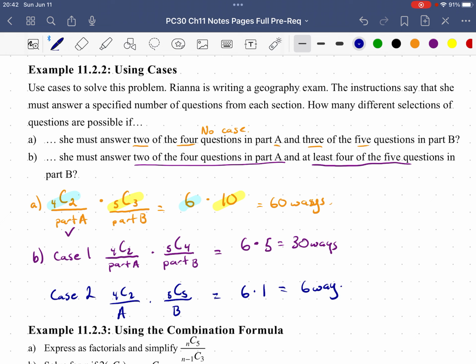Now, because she can do 4 or 5, this or is going to mean we add them together. We add the cases together to get a total of 36 ways. Right, so when you're using cases, it's one way or the other way or the other way or the other way, and you add them together. All right, so we'll keep going on with combinations in the next video.